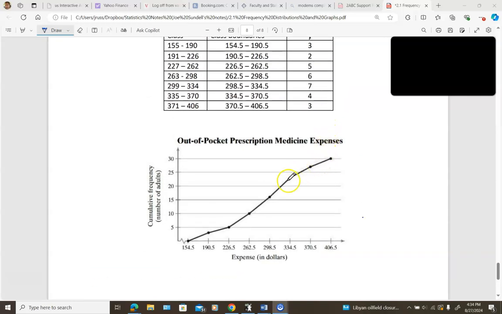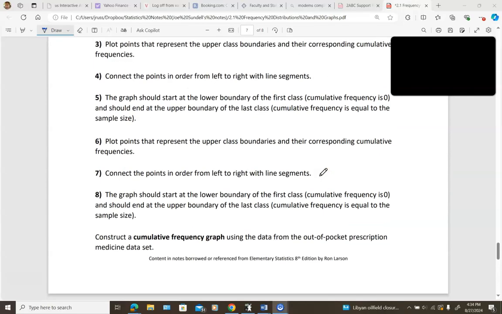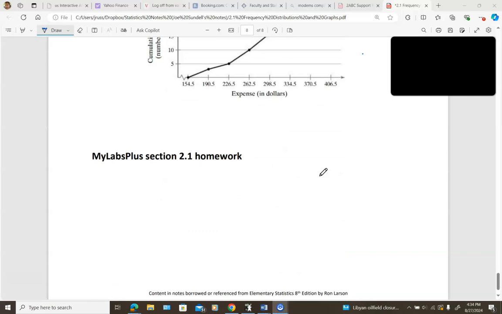I just wanted to add one last thing, that when you take into consideration this last class upper boundary, 406.5, it should have a height of 30. Right, because by the time you get to that upper class boundary, you have accounted for all 30 of those data values. And I think that's about it as far as the notes go.